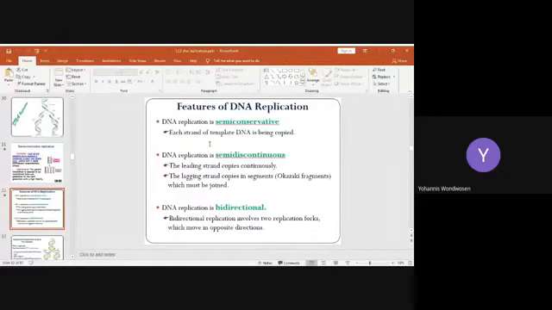When we see the features of DNA replication, we already said that it is a semi-conservative process as it carries one of the strands from the parental and one of the newly synthesized strands based on that one, and the other strand from the parental strand as well as another newly synthesized strand based on that one. So DNA replication is semi-discontinuous. What does it mean? We will see on the next slide.